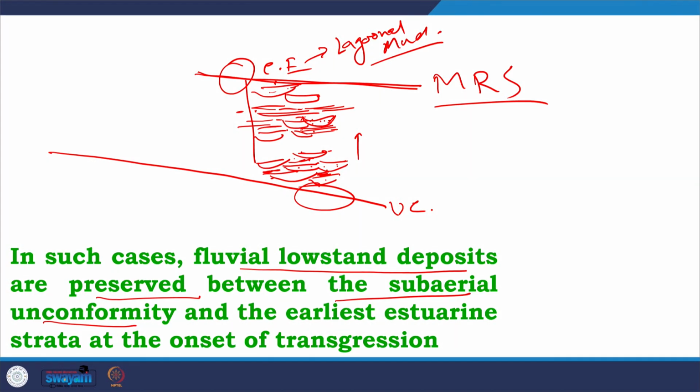The contact between the lowstand fluvial deposits and the overlying estuarine facies is the maximum regressive surface, and this surface is sharp. This surface is very distinct as it develops because of the formation of the estuarine system as soon as the shoreline starts its landward shift.